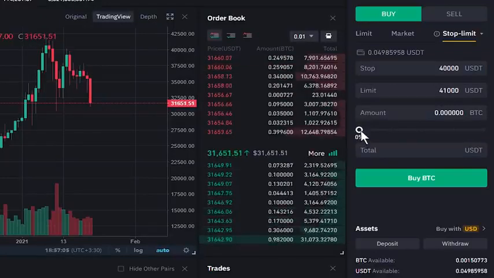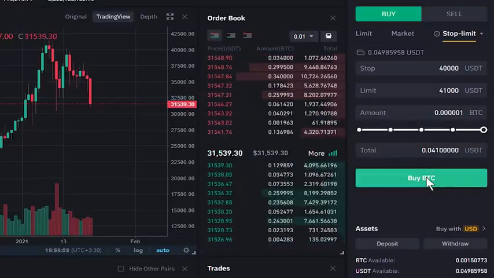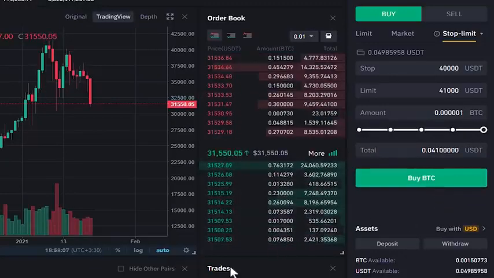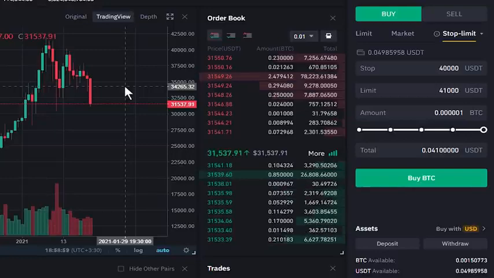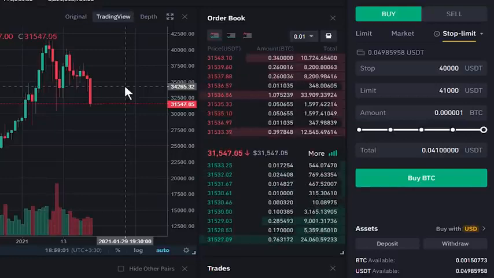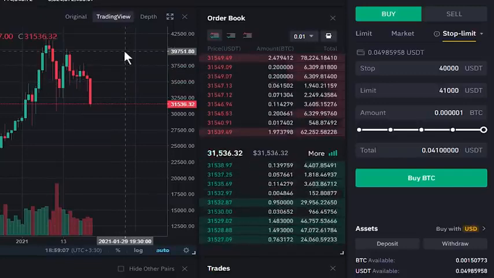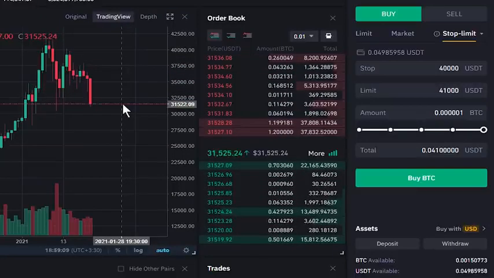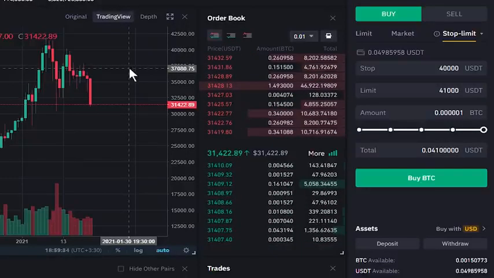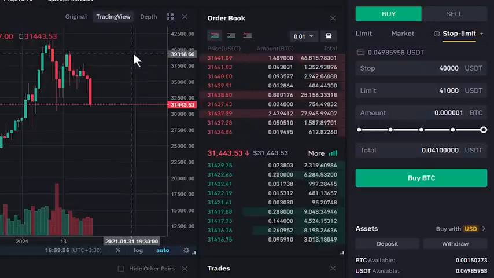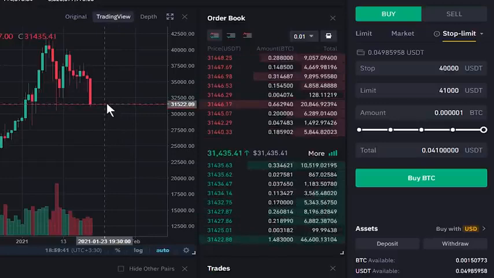And we set the amount, for example, 100% of our available Tether, and we click on buy BTC, and the order will be placed on the order book. Pay attention that in this situation, you cannot place simply a limit buy order, because if you place a limit buy order at 40,000, for example, it will be executed instantly at the current price of the market, because it would be a better price than 40,000, right? The limit order will be executed at 40,000 or a better price. So it will be executed at the current price of the market.